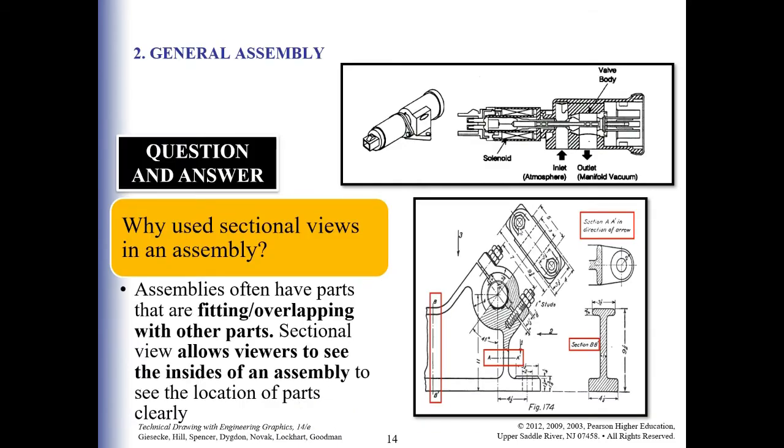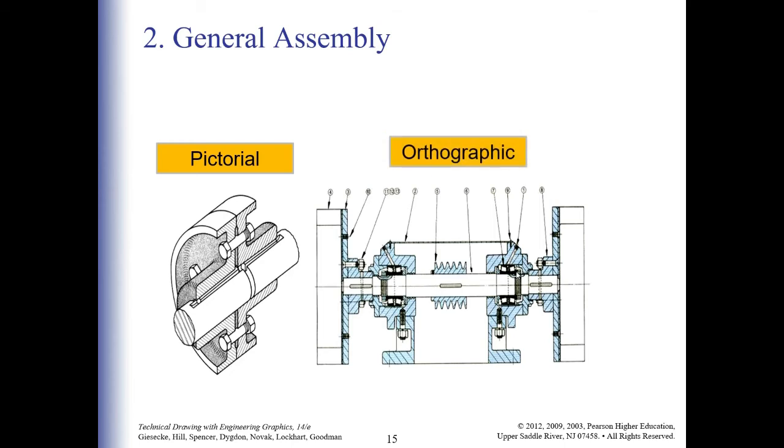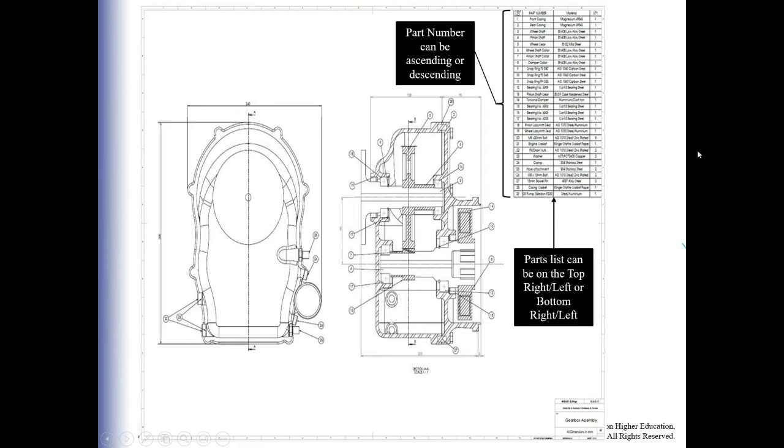In general assembly, a section view is very important because it is needed to view the inside of an assembly, and also the parts where there are overlappings and fittings on the other parts. On the right hand side, you can see the overlapping of a screw inside a part. This is also an explanation of a general assembly. In pictorial view, you have just a single part, whereas in orthographic, you have balloons in a horizontal position, a leader, and also the bill of material.